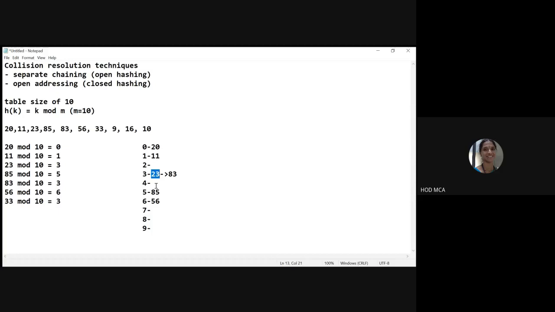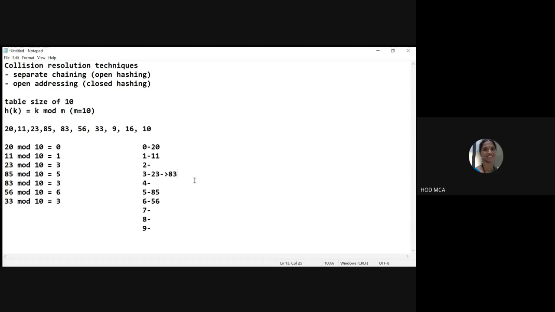So in the first node we have stored 10. We have stored 23. Then we had 83 mod 10, which is also 3. So again, in the third location, we are storing 83 as the second node. Correct. Now we have one more number, 33 mod 10, which is also 3.